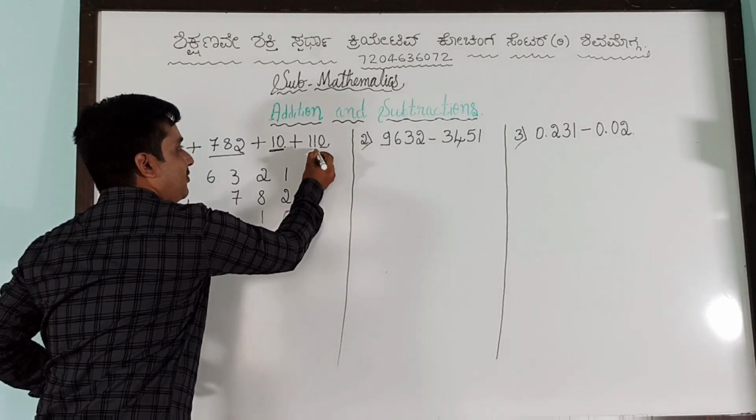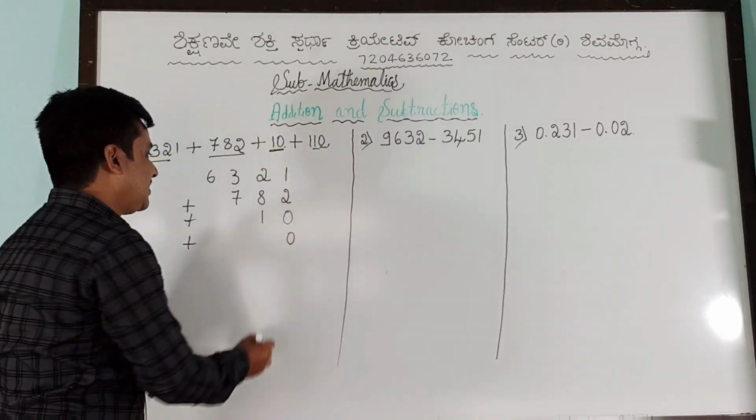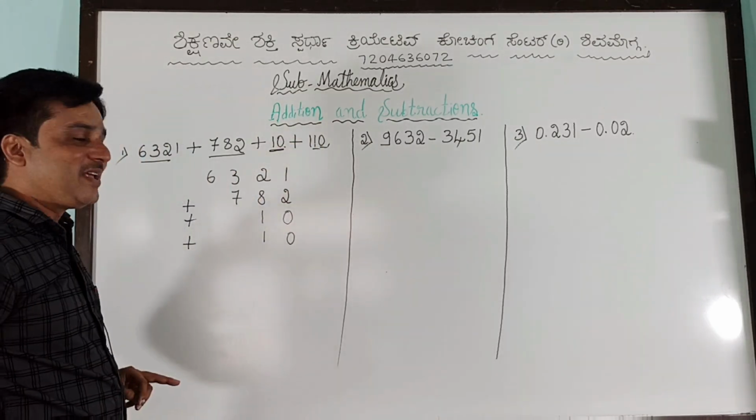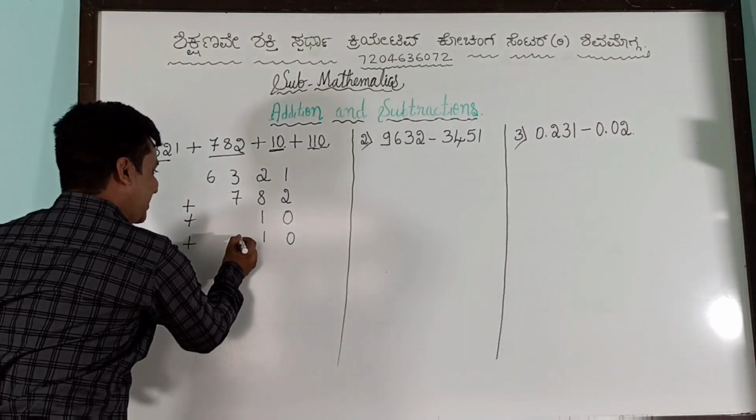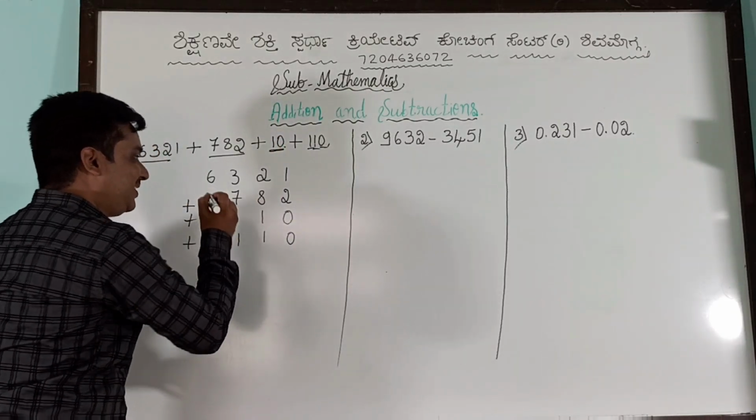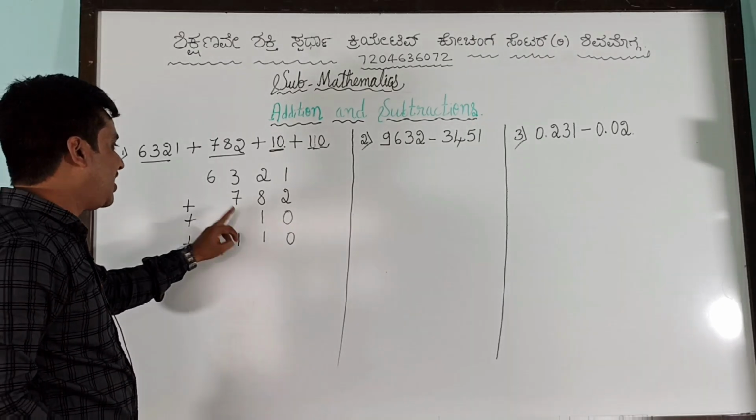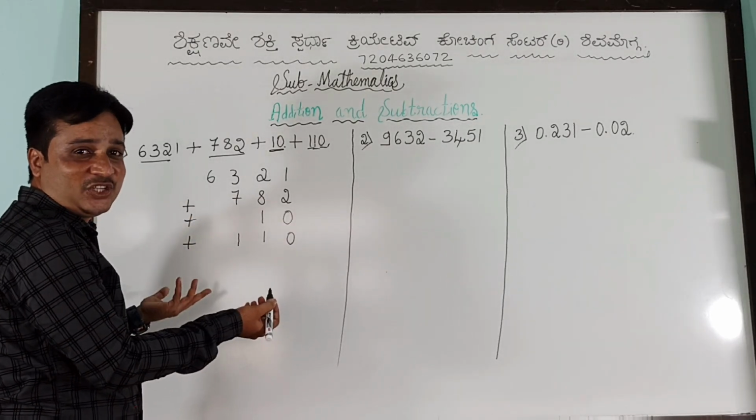Next, the last number. Tens place, 1 is there. Let's write 1 in the tens place. And in the hundreds place, 1 is there. Let's write 1 in the hundreds place. Okay, here there is nothing in the hundreds place. We can write it as 0.